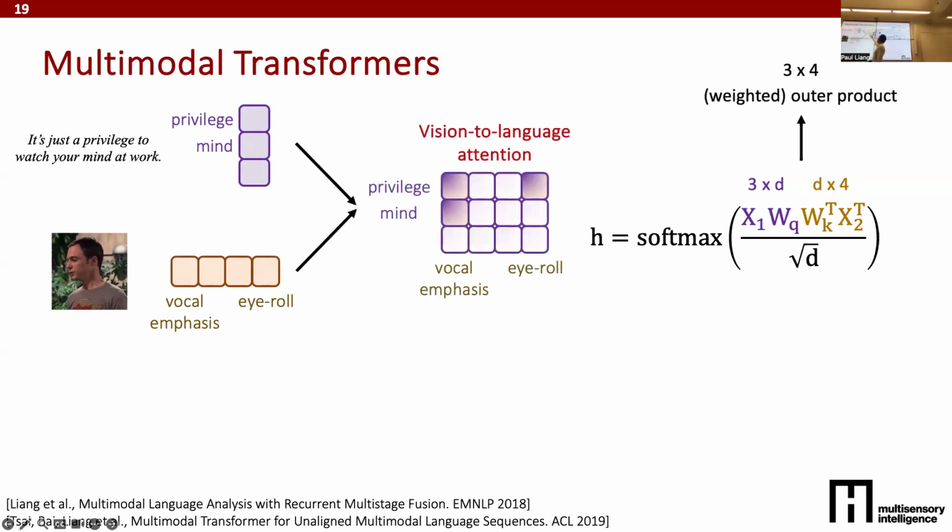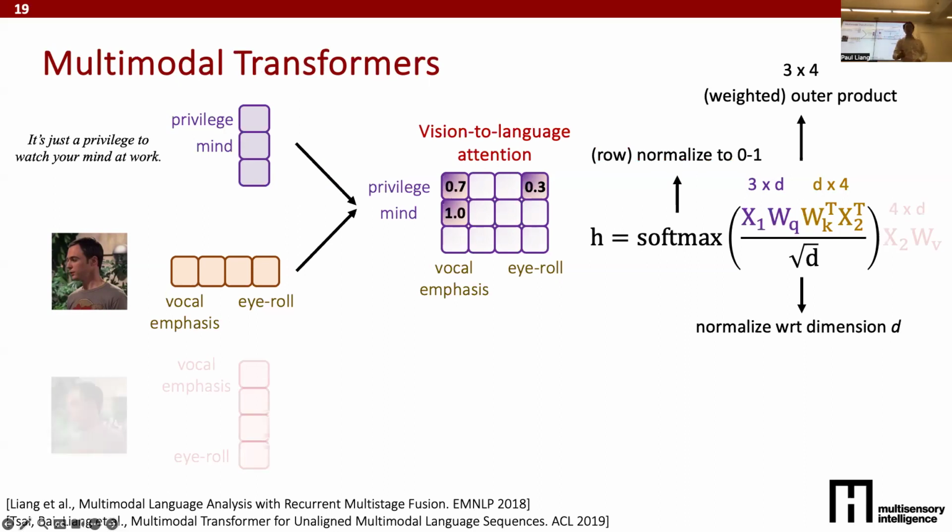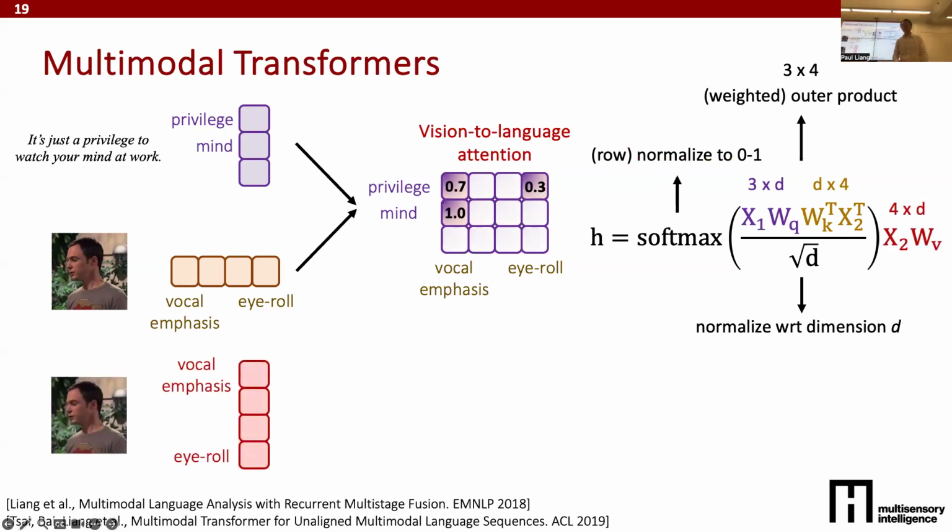For every one of the 3 words, by every one of your 4 visual or vocal expressions, you're trying to learn how much they should interact with each other multiplicatively. So that'll be your 3 by 4 weighted outer product. Same as before, normalized by the square root of d, then passed to a softmax. So each of these values can be interpreted as probabilities, and then you take the multiplication with the actual features in the second modality. That allows you to learn a new set of features.